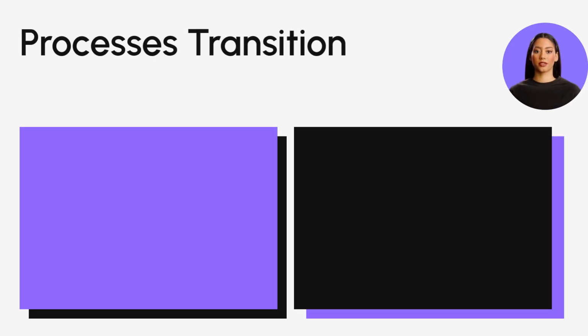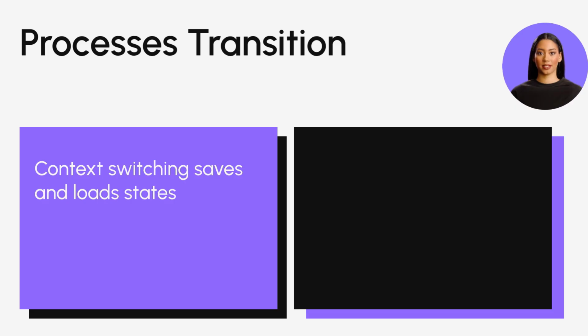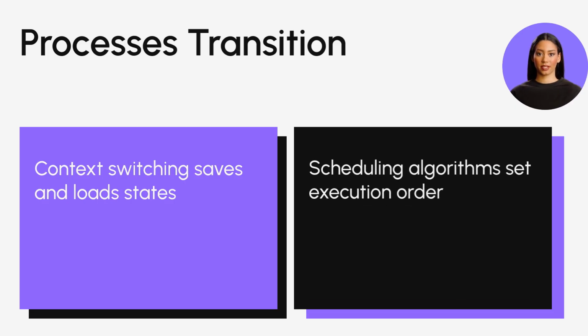Processes transition through states like new, ready, and running. Context switching involves saving and loading process states. Scheduling algorithms determine process execution order. PCBs play a crucial role in these transitions. This chapter explores these key concepts.